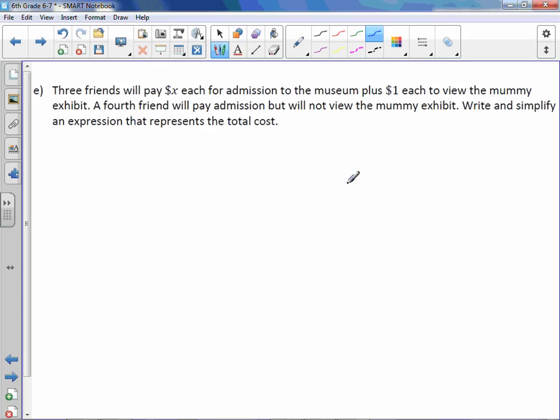3 friends will pay x dollars each for admission to the museum, plus $1 each to view the mummy exhibit. A 4th friend will pay admission, but will not view the mummy exhibit. Write and simplify an expression to represent the total cost. Okay, so 3 friends will pay x dollars, so 3 times x for admission to the museum, and $1 each to view the mummy exhibit, so 3 people times $1 for the mummy exhibit, and we're going to add those together. And the 4th friend will only pay admission, but he doesn't want to see the mummy exhibit. So he's only paying the x dollars for admission.